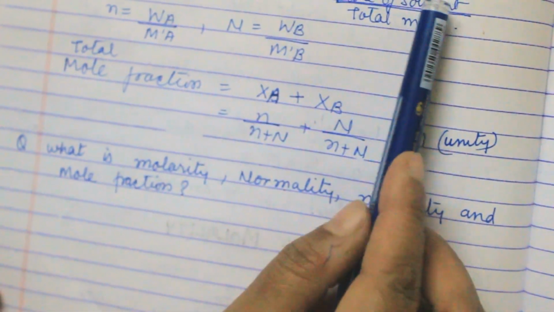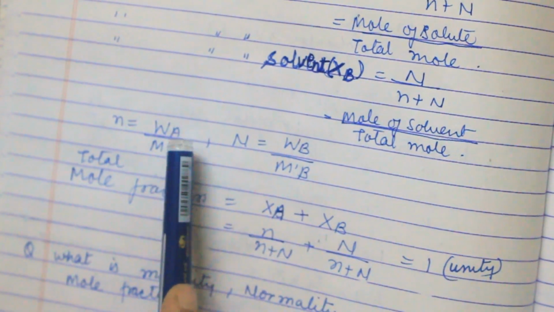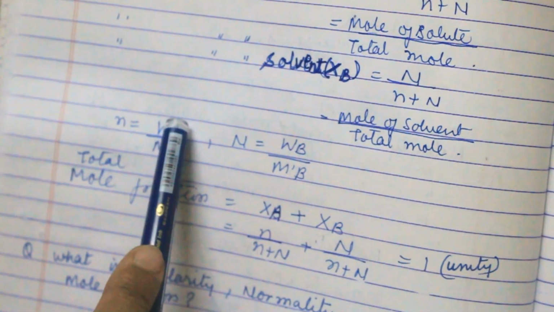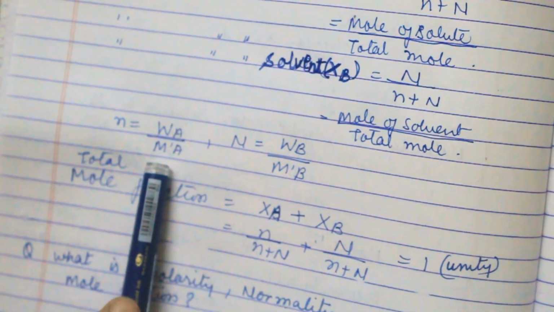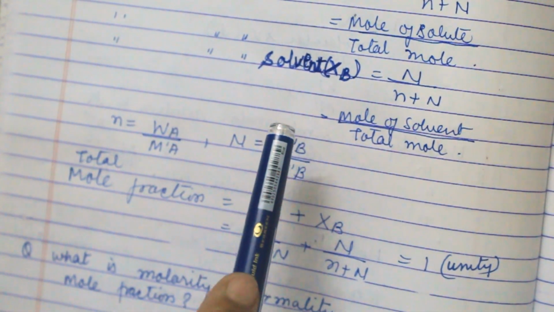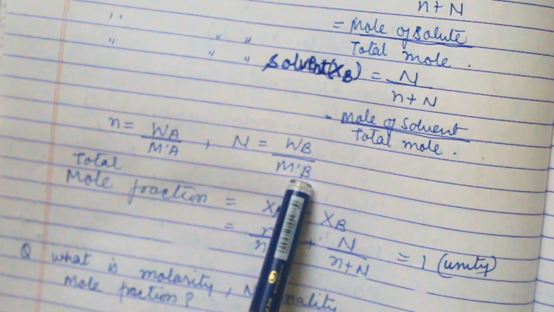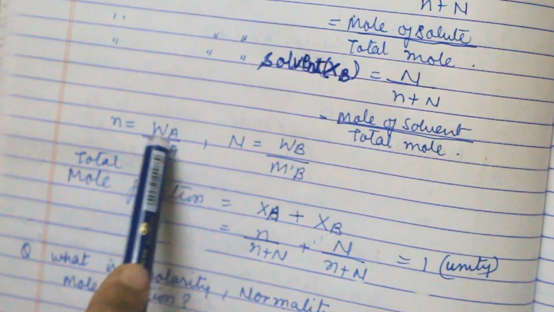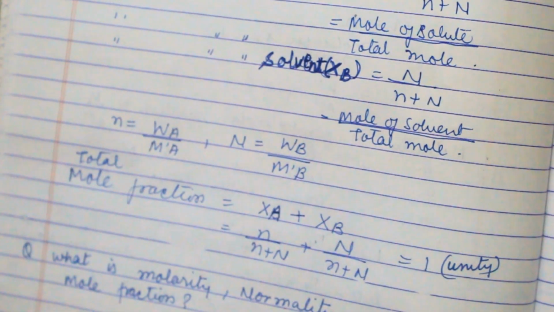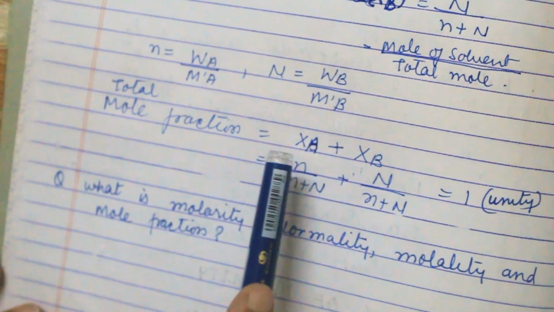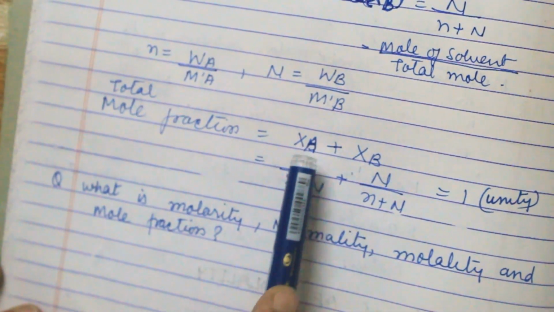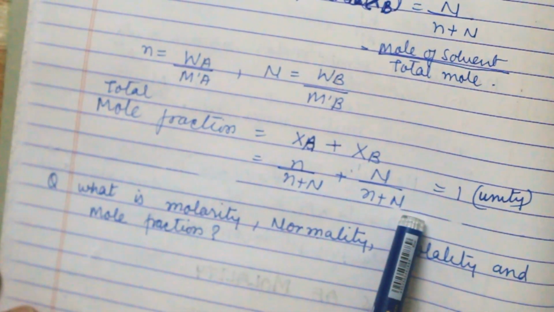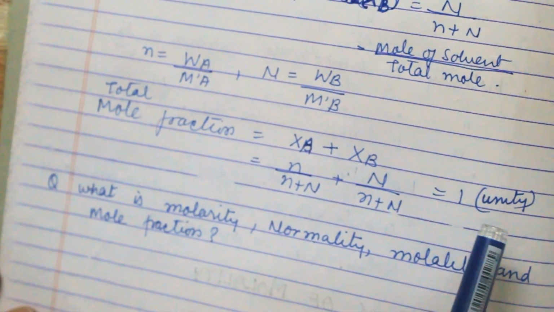So what is n, the mole of solvent or mole of solute? WA means the weight of a particular molecule according to the question, and its molecular weight. Just like the weight of the solvent and its molecular weight. So we calculate by dividing to get small n and capital N. So the total mole fraction is XA plus XB, that is small n upon total mole plus capital N upon total mole, which is equal to 1, that is unity.